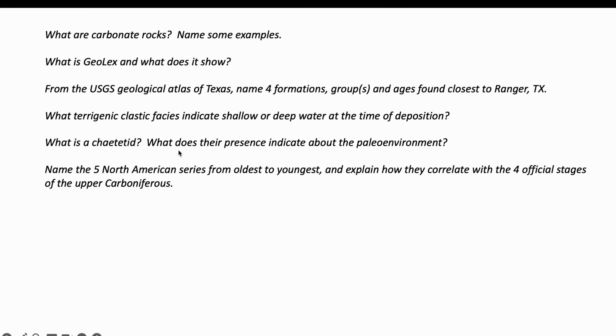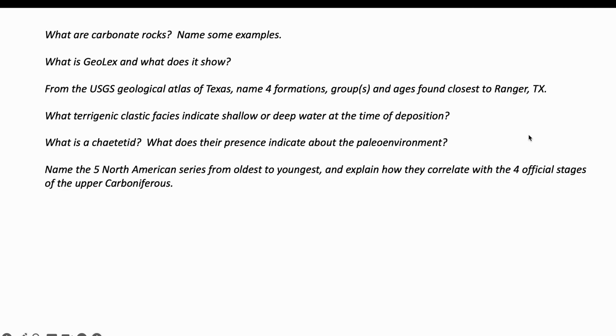All right, and there are some of your questions. Carbonate rocks, name some examples. Oh my gosh, I think that was on the second slide. Geolex, I remember that from earlier. Let's see. From that picture, the Geological Atlas of Texas. See if you can find Ranger, Texas on that expanded map.